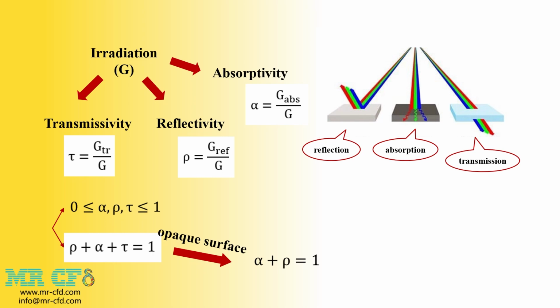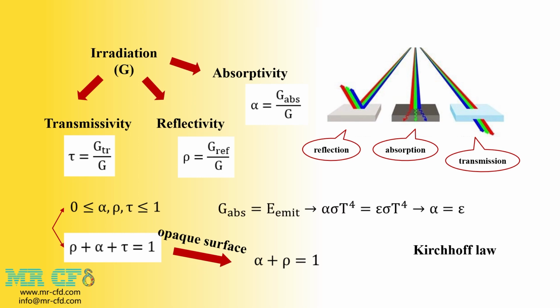Naturally, all these coefficients have a value between 0 and 1. So, since the sum of these energies is equal to the total energy received, the sum of these coefficients will also be equal to 1. Now, if the surface is opaque, naturally no energy passes through the surface. So, the received energy is divided into two modes of absorption and reflection.